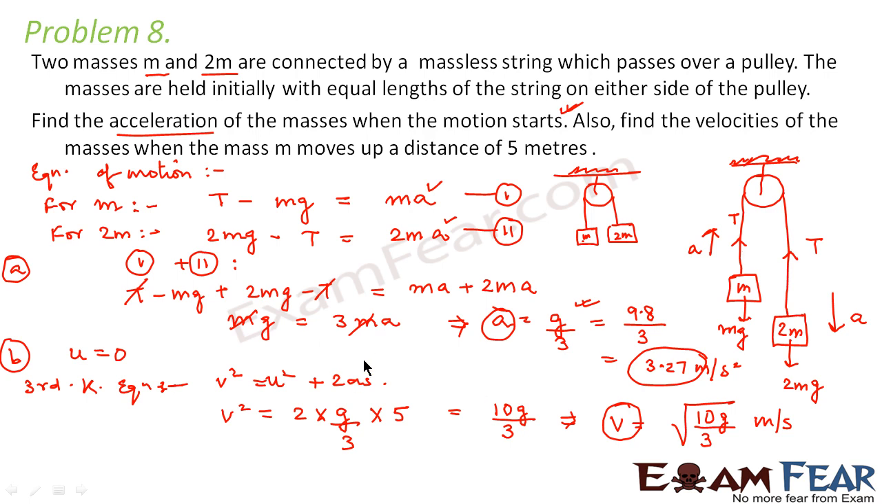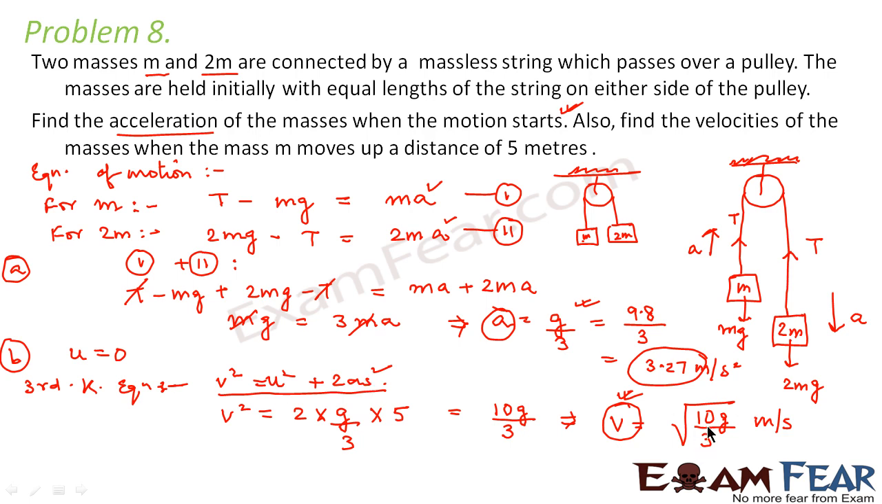Now friends, note one thing. Here we found that the value of acceleration is equal to 3.27. We are considering only magnitude, but if we consider the direction as well, in this case, for mass m the acceleration would be negative, because the acceleration is in the upward direction. In that case, you will get a negative direction for velocity as well. So what did we find? We find that v square is equal to u square plus 2as. s was given as 5 meters. Initial velocity was 0.